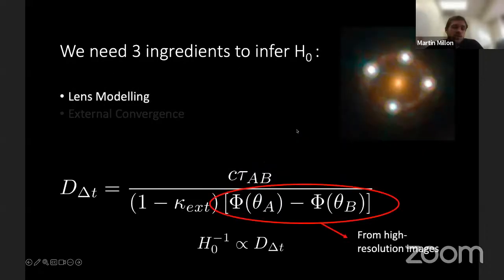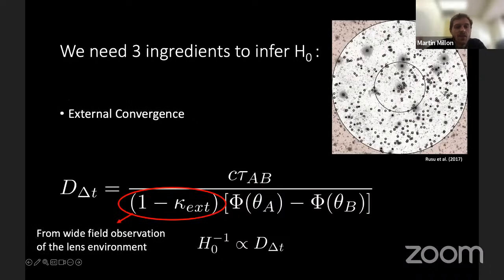The second element that you need is this quantity, which is called the Fermat potential, that you can reconstruct by measuring the projected surface mass density of your lens. So you take high resolution images, for example with HST, and you try to model the point source positions and the arc brightness and everything to reconstruct the mass profile of this galaxy. And the last term is a correction factor. It's this kappa_ext term, and it's accounting for all the galaxies along the line of sight that slightly change your time delay, so you need to correct for that.